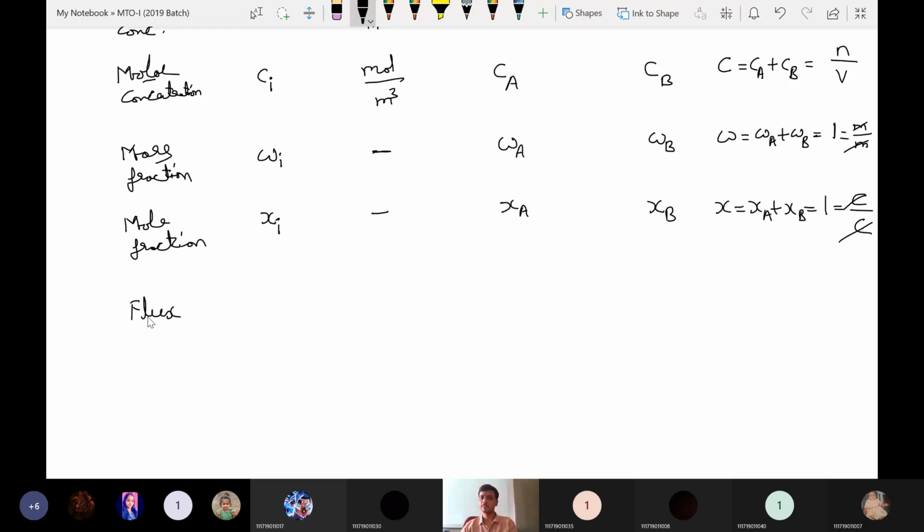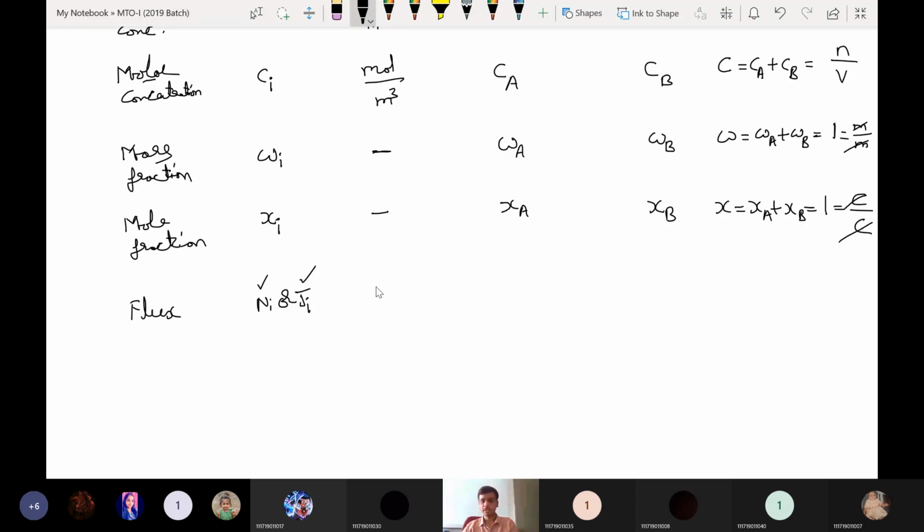In Fick's first law of diffusion, we have written this one, flux. What is the flux? We have defined it there. Flux is moles of a component, whether it's A or B, transferred from one phase to another phase or from one place to another place per unit area per unit time. The denotation of flux is capital N subscript small i, or capital J subscript small i. What is the difference between this J and N? I will describe it in the next topic.